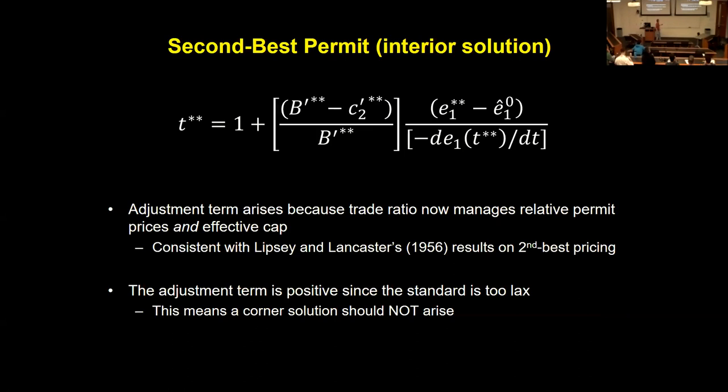T double star equals one, this is the first best ratio, plus now we have an adjustment term. And again, we see this idea that there's a wedge between marginal benefits and marginal costs. This term here is positive. This is just the net permit purchases by polluter one, which we said polluter one should purchase. We're just setting it up that way. And this term here, we've already said dE1/dT is negative, but I have a negative sign, so this is positive. So the sign of this adjustment term depends on this.